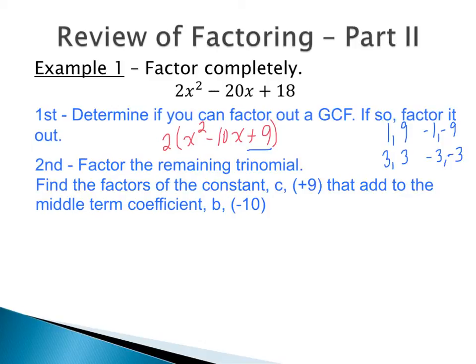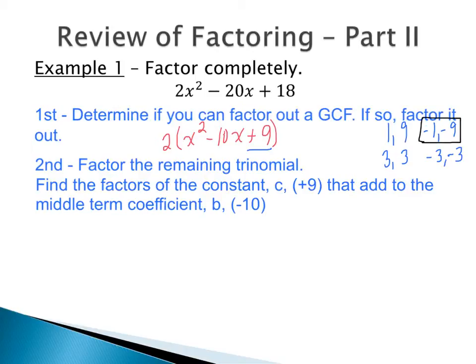Well, in order to multiply to a positive and add to a negative, that means we would have to have two negative numbers. So I can eliminate 1 and 9 and 3 and 3, because it's not going to add to a negative 10. So what I have for my list then is which of these pairs, negative 1 and negative 9, or negative 3 and negative 3, add to a negative 10. Well, that ends up being our negative 1 and our negative 9.